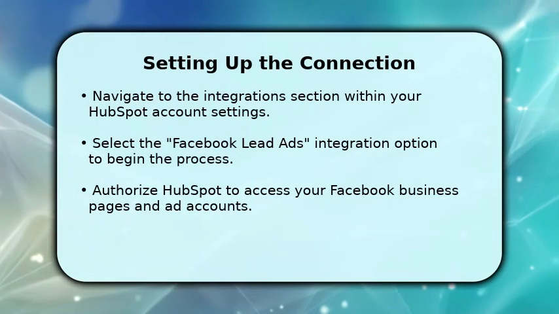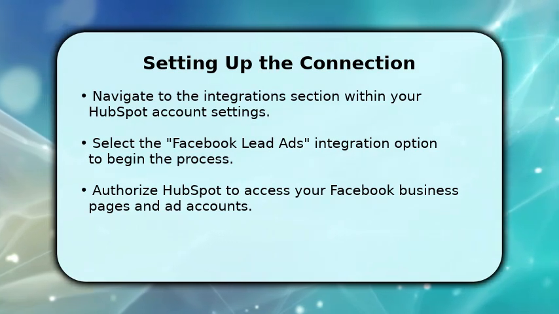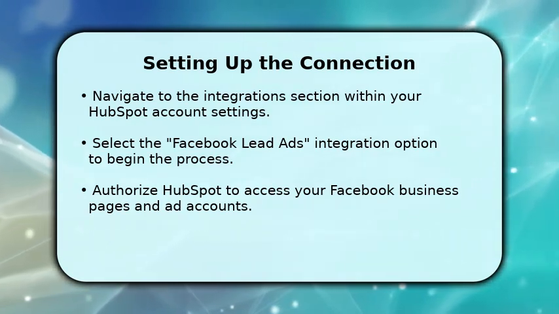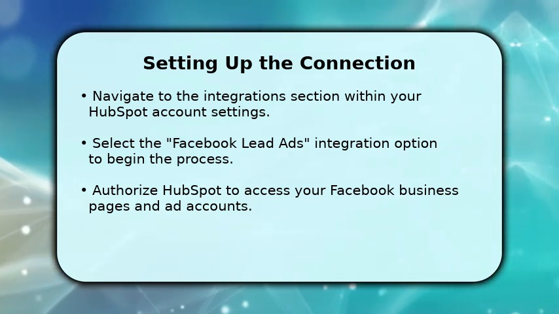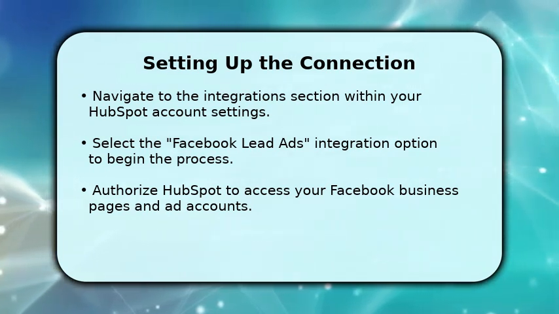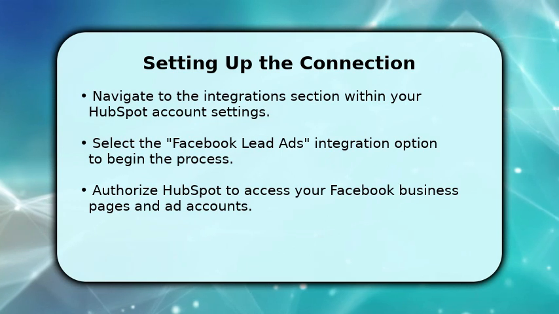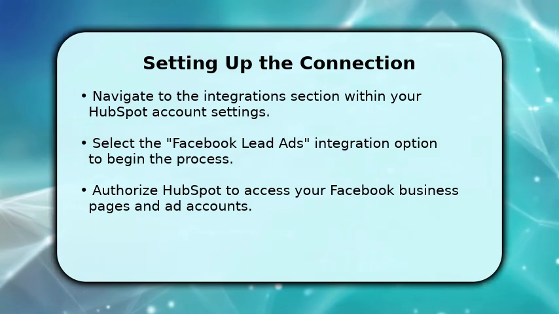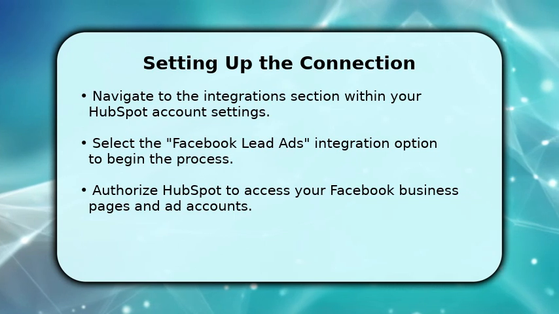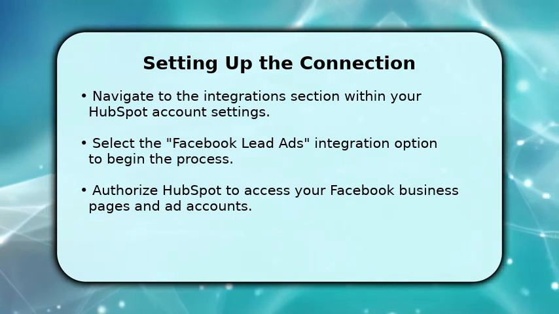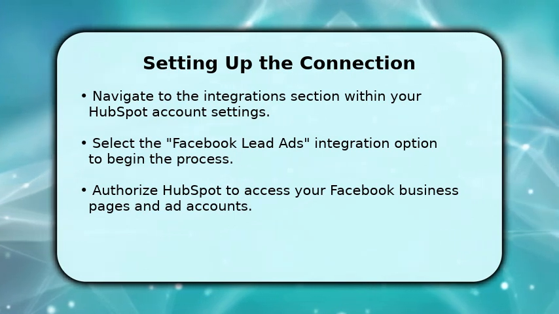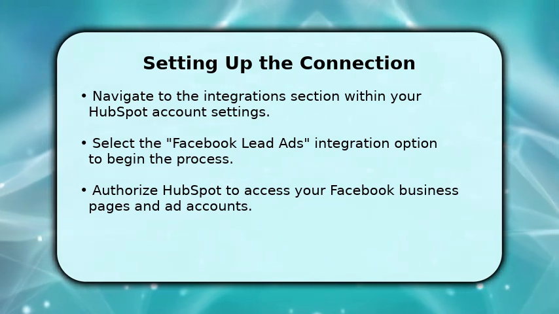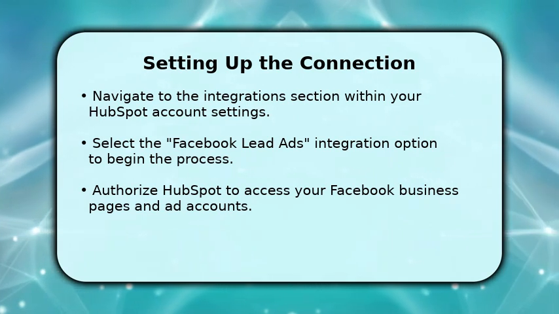To begin, log into your HubSpot account and head to the Settings menu. Look for Integrations and then select Facebook Lead Ads. You'll be prompted to connect your Facebook account, granting HubSpot the necessary permissions to access your business pages and ad forms. This crucial step establishes the secure link between the two platforms, typically taking just a few moments to complete. Ensure you select the correct ad accounts and pages for seamless data flow.